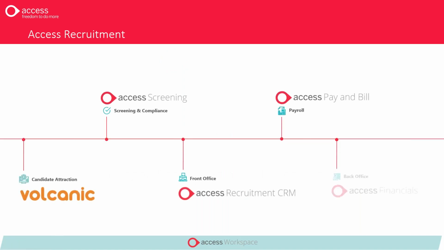Although I'm going to be focusing on a small part of what we do today, permanent workflow for permanent recruiters, Access solves many more problems than that in the recruitment software space. Going from left to right across the screen, we can do everything from candidate attraction, website design, and websites specific for recruiters. That came to us via an acquisition of a company called Volcanic a couple of years ago. As we move across, Access can also deliver Access Screening. This is our compliance, digital onboarding, and automated reference tool.